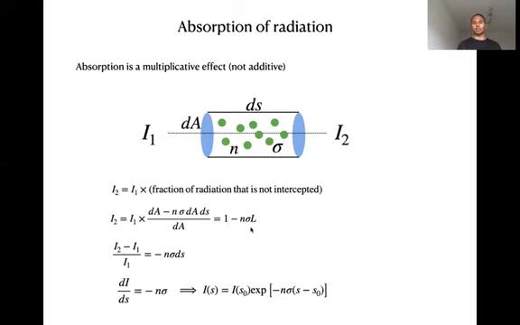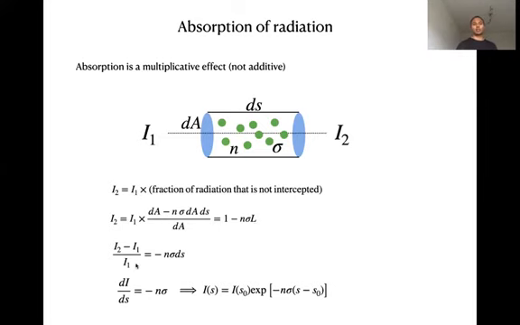Let's check if this makes sense. If N is large, then there are a lot of absorbers, so not much escapes. If sigma is large, again, the cross-sectional area is large, so not much is going to escape. If L is large, then of course you have more absorbers, you go through more path length, and so more is going to get absorbed.